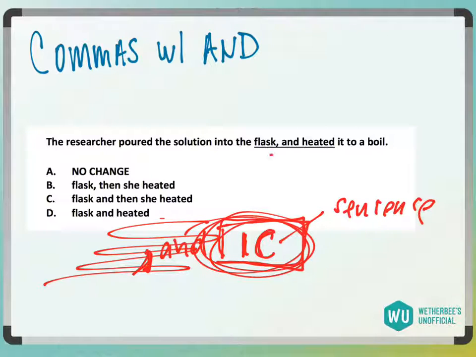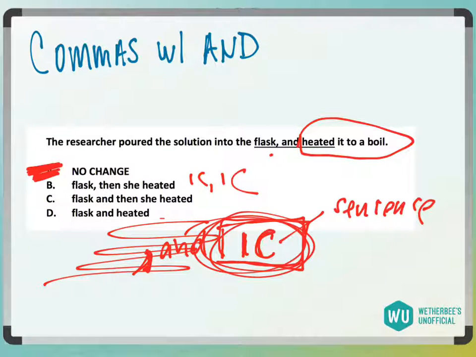That would be comma and is heated it to a boil an independent clause? It is not, right? So A would be gone. B is the researcher poured the solution in the flask, comma, then she heated it to a boil, and that would be an independent clause, and I can't separate two independent clauses with a comma. I could use a semicolon, a colon, a dash, or a period, but not a comma.